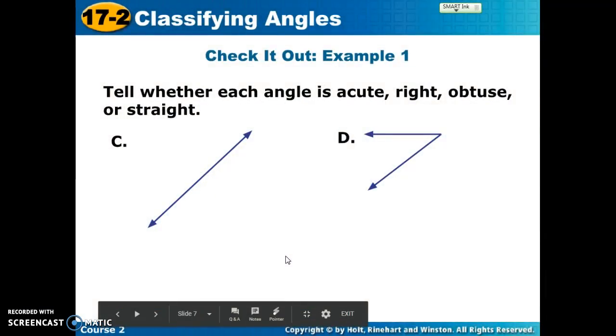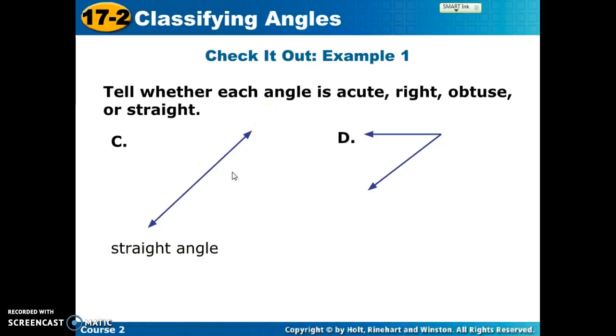And finally, 2 other examples we have here. This obviously is a straight line going in both directions, so we know that that is going to be a straight angle. And finally, we have an angle that again measures less than 90 degrees. So if it's less than 90 degrees, it's going to be an acute angle.